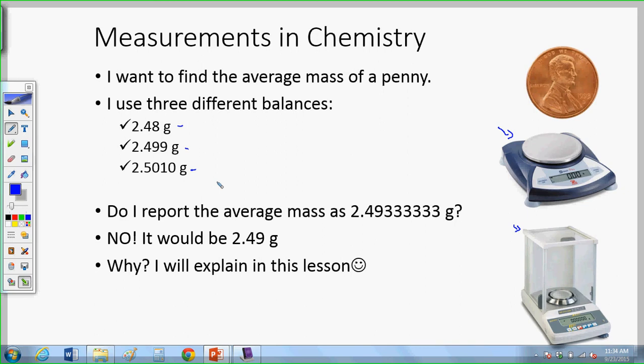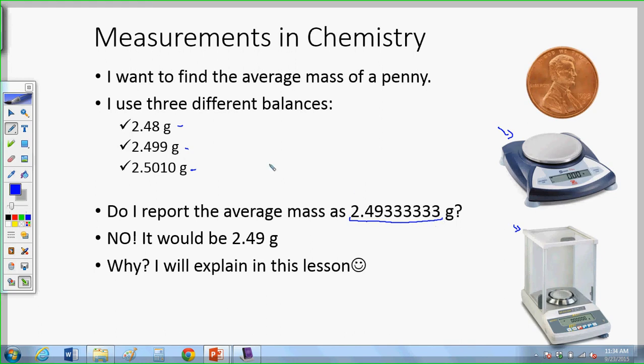So being the good chemist that I am, to report the average mass of the penny, I averaged them together, and I got this huge long number with a repeating decimal, 2.4933333. So in my lab notebook, that's what I should record and report as the average mass of a penny. I should definitely use all of these threes. Well, in actuality, you're not allowed to do that.